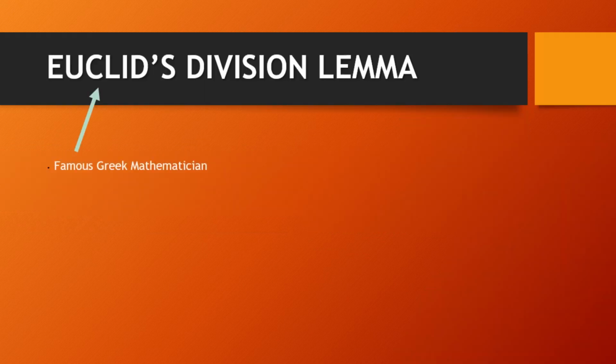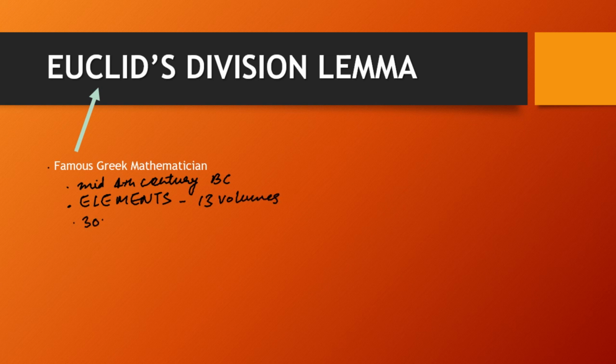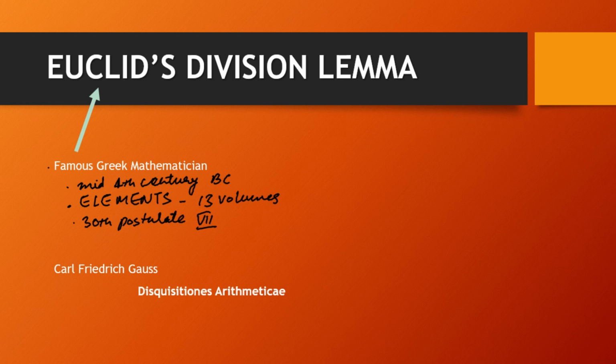Here, Euclid is the name of a famous Greek mathematician from the mid 4th century BC. He wrote a book called Elements which had 13 volumes, and the 30th postulate of his 7th volume refers to this division lemma. Carl Friedrich Gauss also, in his book Disquisitiones Arithmeticae, written in 1798, refers to Euclid's division lemma. That's why the generalized form of Euclid's division lemma is also known as Gauss lemma.